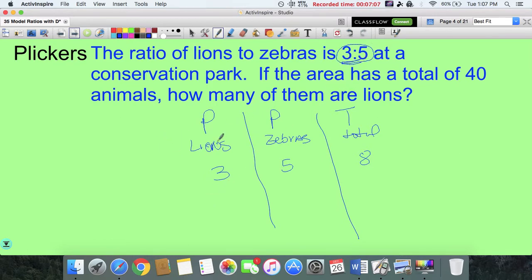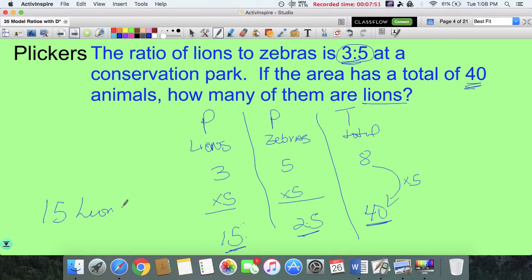If the area has a total of 40 animals, what happens if there are 40 altogether? How many are lions and how many are zebras, or just how many are lions? Well, my total just grew from 8 to 40. So I'm going to put this number over here. Find your relationship. How did the 8 grow to 40? Times 5. So I know everything else is also going to be a times 5 relationship, right? Everything grew by a factor of 5. So that means I'm going to have 15 lions and 25 zebras. You can even add this: 15 plus 25 equals 40, so I know these two numbers are also correct. So the answer to the question is, when there are 40 animals, we're going to have 15 lions.